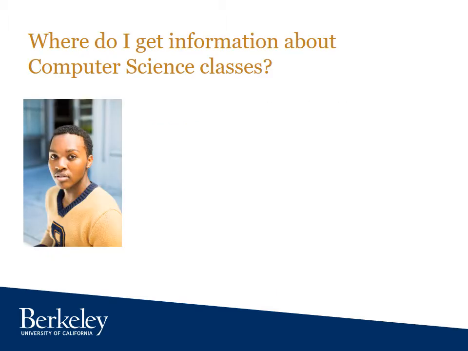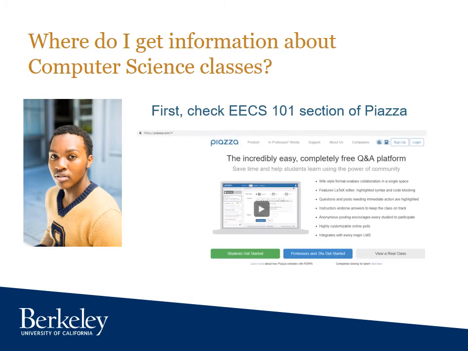First question, where do I get information about computer science classes? Well, the best place to get information for all of the CS and EECS classes is to check the EECS 101 section of piazza.com. As a department, this is the primary way that we communicate with students regarding classes and requirements. The account is free, and once you sign up and say you're part of UC Berkeley, you're going to need to subscribe to EECS 101 as well.